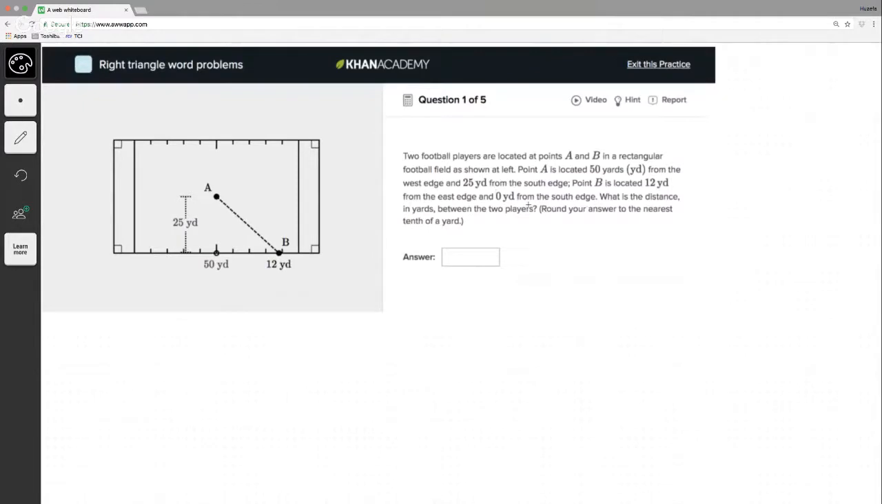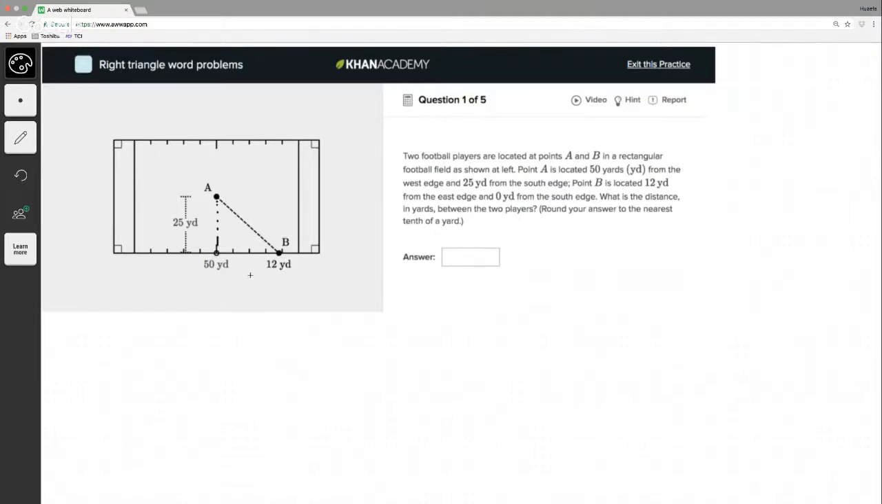Two football players are located at points A and B in a rectangular football field as shown at left. Point A is 50 yards from the west edge and 25 yards from the south edge. Okay, so you can see what's happening. They're sort of making this little right triangle like this. There's the other side.